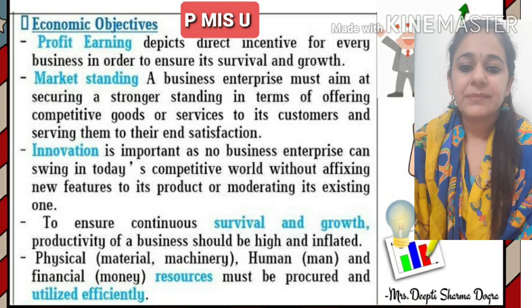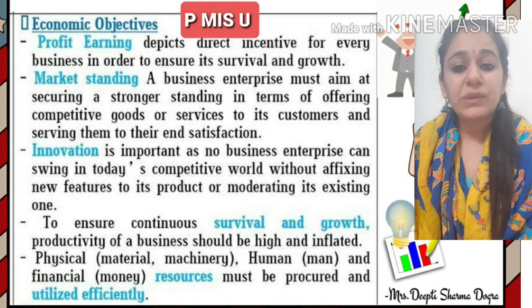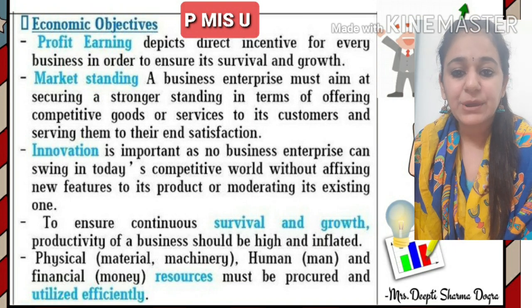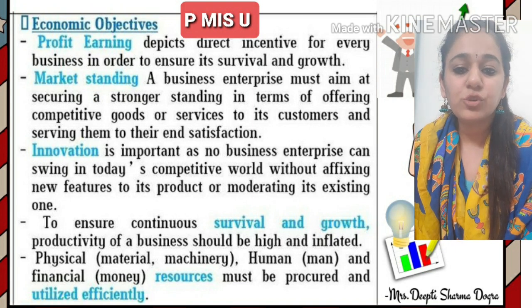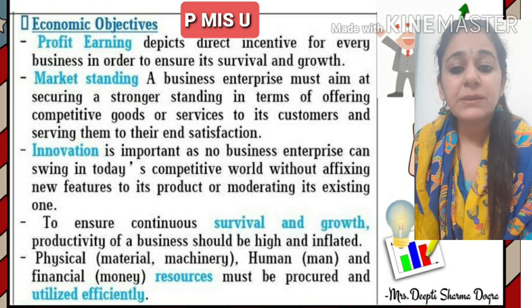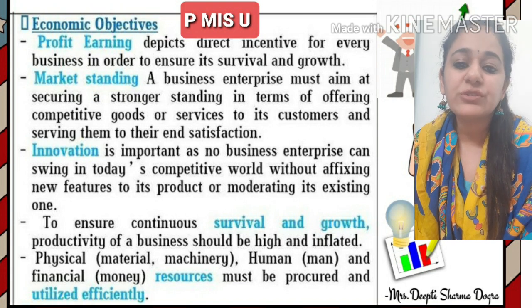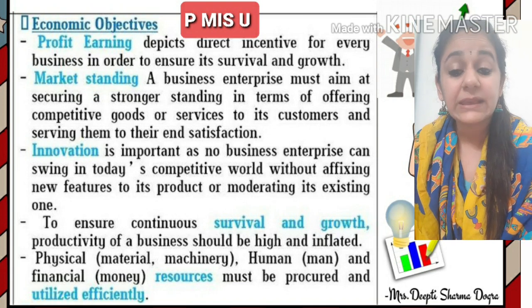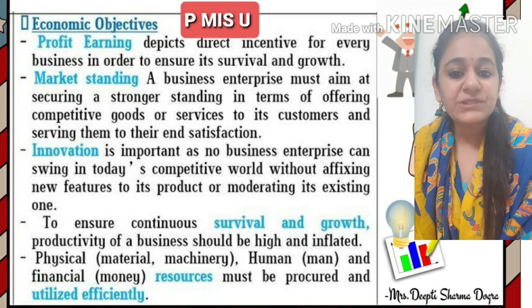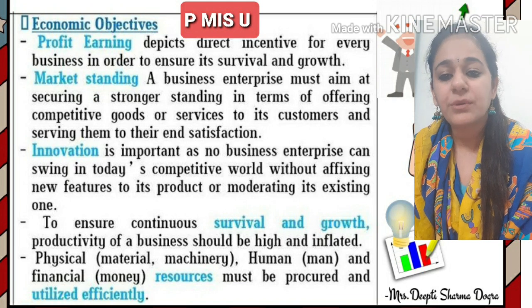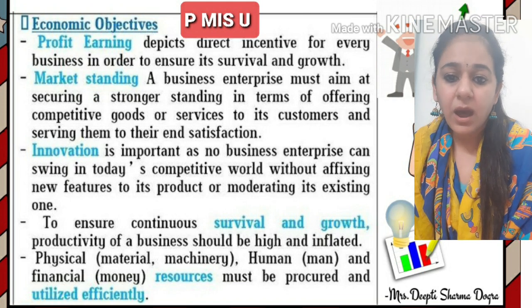The second point is market standing, which means to get hold of the market for a longer period of time, to satisfy the needs of the consumers by providing them quality goods at reasonable prices. Because if the consumers are not satisfied with your product, they can easily shift to a competitive product, right? For example, tea. There is Tata Tea, Red Label, Taj Mahal. If the customer is not satisfied with one brand, they can easily shift to the other brand, right?